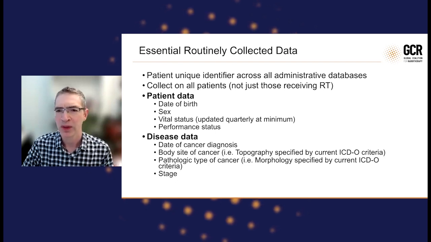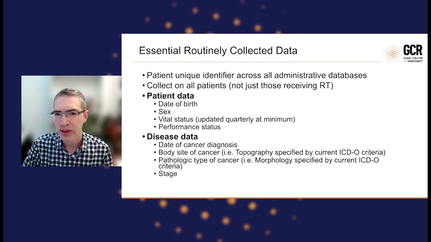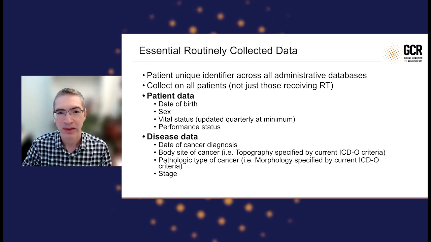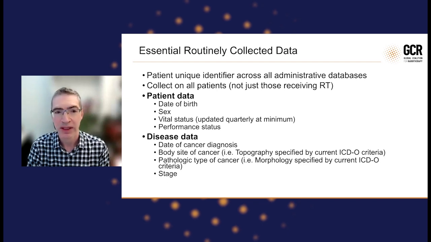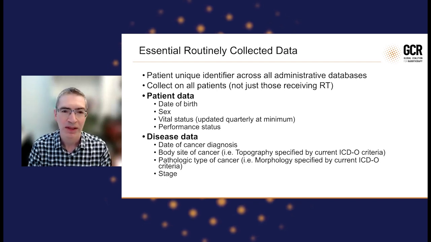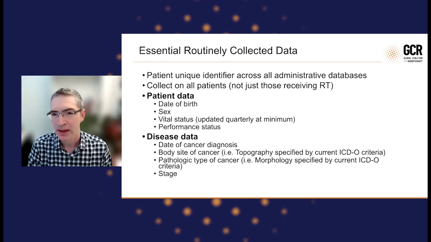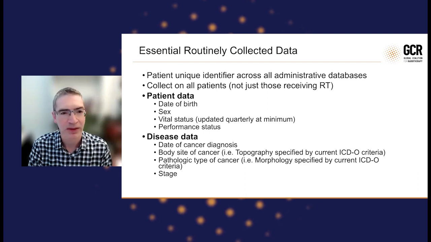Also, we'd recommend the importance of collecting data on all patients, not just those receiving radiation, and that relates to having some form of cancer registry in place that this data flows into. In terms of patient data, we recommend the importance of patient date of birth, sex at birth, vital status, and performance status. These are important elements in order to understand equity at a high level and patient characteristics for adjustment, among other things.